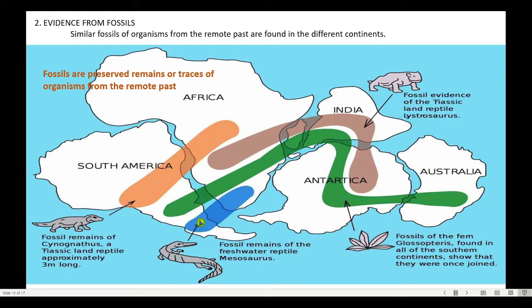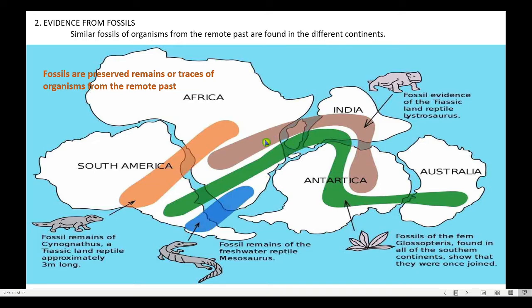Another one is the fossil of Mesosaurus. It can be found in this part of South America and Africa, and still this is a freshwater reptile, so it cannot survive in salt water like the ocean water. So still, this is another proof or another evidence that the continents before were once connected.